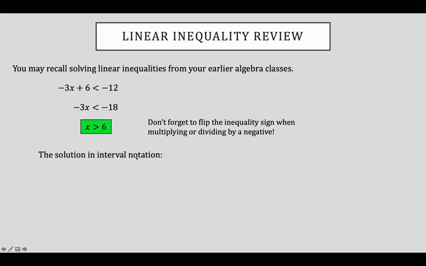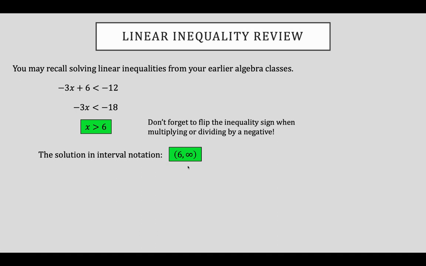So what does our solution look like in interval notation? We are talking about values of x that are greater than 6, so we would have a parenthesis, 6, comma, infinity, with a parenthesis. Hopefully you remember interval notation from earlier on in the year. We use parentheses if endpoints are not included in the solution set. 6 is not included in this solution set, but all values that are greater than 6 are included. With infinity or negative infinity, it's always going to be parentheses.